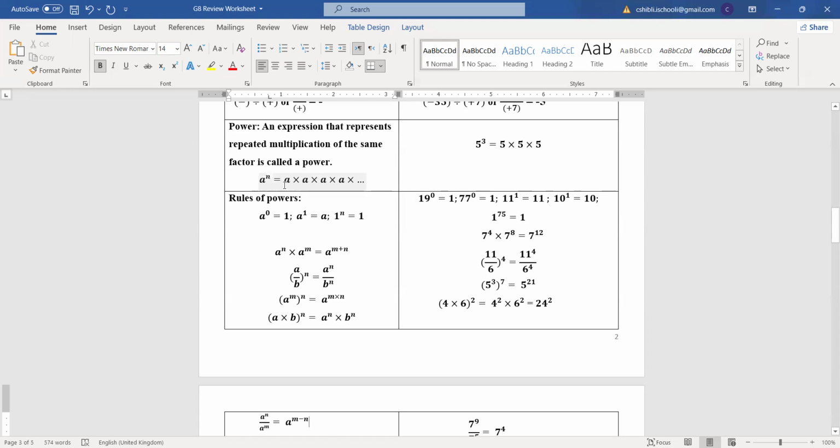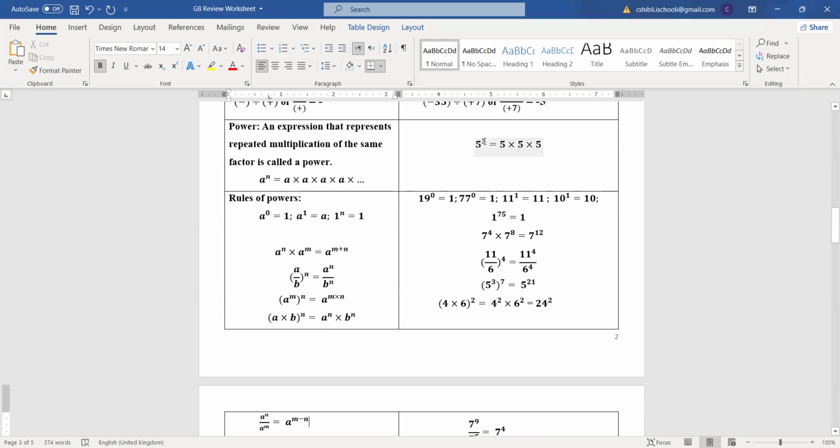How did I get this? I am multiplying the same number by itself many times. So I ask, what is the number multiplied many times or repeated in multiplication? It's a. How many times is it repeated? How many times am I multiplying it? n times. For example, 5 cubed means I am multiplying 5 by itself how many times? 3 times, as the exponent.